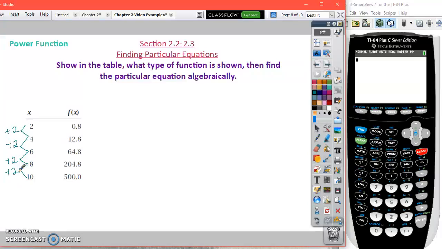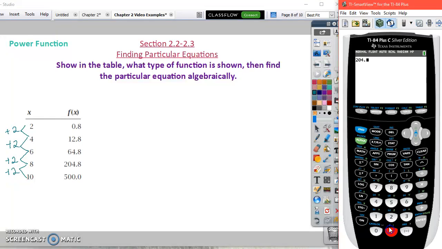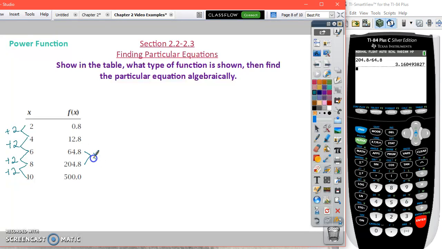Okay, so you'd want to see then, well, what's maybe happening to our y values? Well, you can see that we're not adding by a constant amount because right here we're adding by 12, but to go from 12 to 64, that'd be adding a lot more than 12. So then you could grab your calculator to see if we're multiplying by anything each time. So you could take 204.8 divided by 64.8. So to get from here to here, we're multiplying by about 3.16.